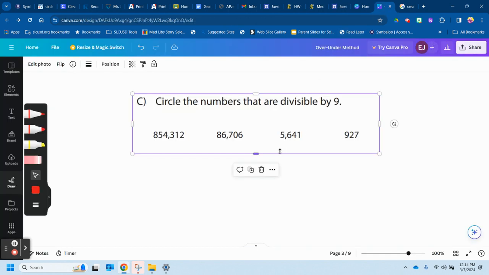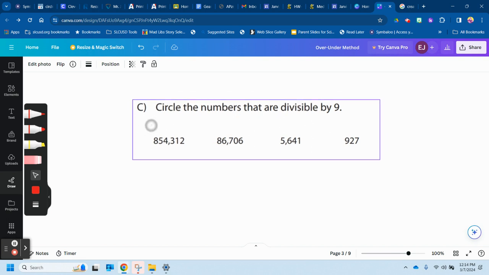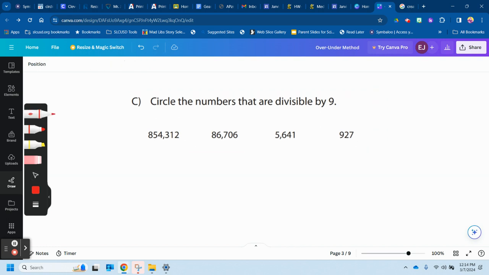So the first one, if I add these numbers up, 8 plus 5 plus 4 plus 3 plus 1 plus 2, I get 23. Is 23 divisible by 9? The other trick is 2 plus 3 is 5, so that's not divisible by 9. The other one is 8 plus 6 plus 7 plus 0 plus 6. That would be 27. Is 27 divisible by 9? Yeah, 3 times 9 is 27, and 2 plus 7 is 9.